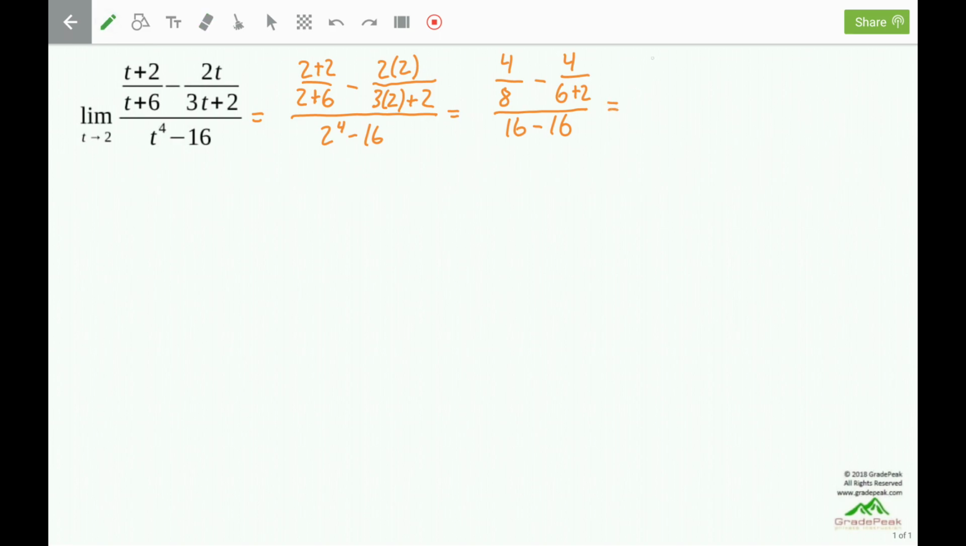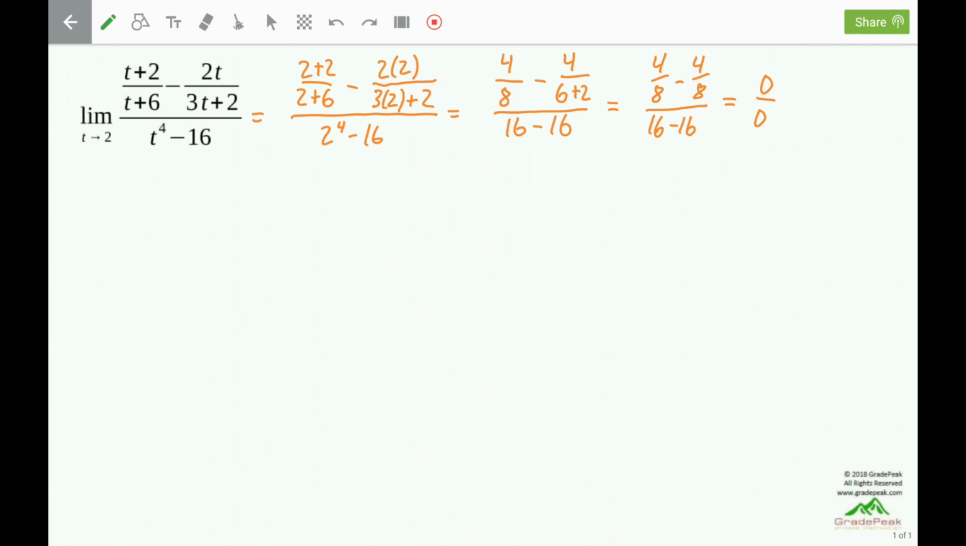In the numerator, we have 4 over 8 minus 4 over 6 plus 2, which is also an 8, over 16 minus 16. So in the numerator, 4 over 8 minus 4 over 8 is a 0, and the denominator, 16 minus 16, is also a 0. We have the 0 over 0 indeterminate form. We will need to rework this.